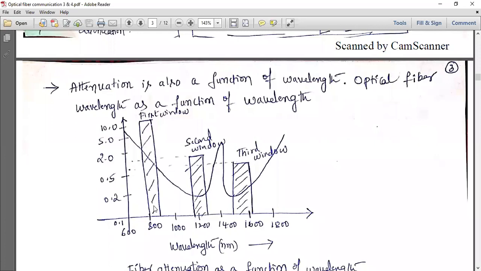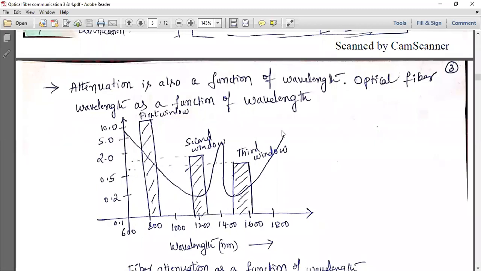Assume that you are operating in one of the windows, maybe the first, second or third window. There is a graph written above it that tells you the attenuation in terms of wavelength. If you are operating at 800 nanometer, that is 0.8 micrometer, your attenuation will be somewhere around 2 dB. As your wavelength increases, your attenuation decreases, to a much lesser extent, down to 0.2 dB, or nowadays 0.1 dB per kilometer. Then again it increases at a certain point, and again it decreases.